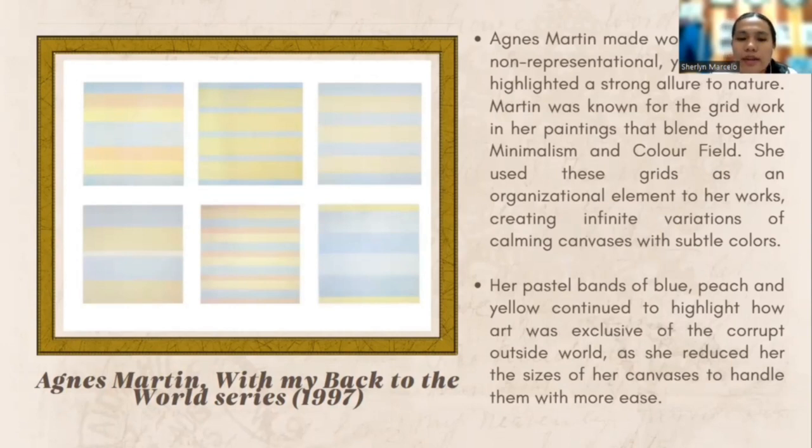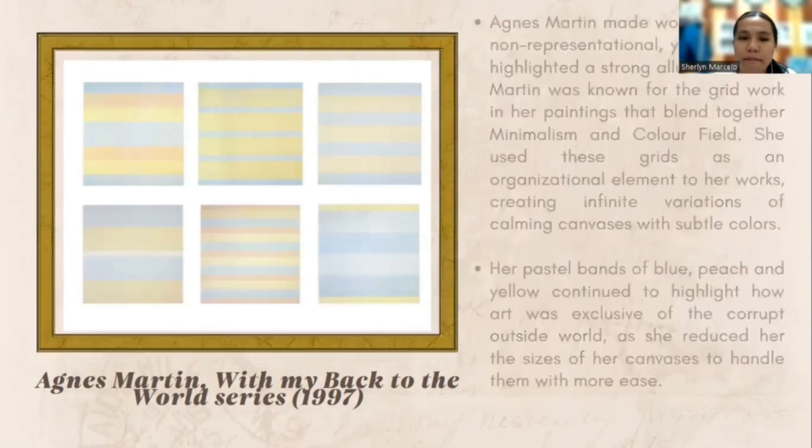So here, si Agnes Martin naman ay kilala sa paggawa ng mga artwork using grid lines or mga grid, yan. And lahat ng art piece niya is non-representational. Tapos, dito sa artwork na to, specific artwork na to, gusto niyang i-highlight yung corruption sa ating mundo. So, in general siya. So, yun yung inspiration niya sa paggawa ng artwork na to.